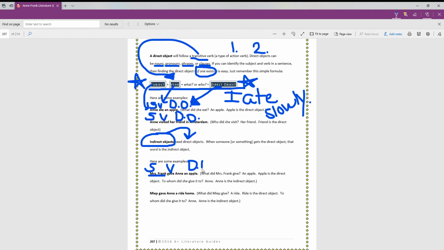So we know 2 things. 1, this is a transitive verb, so I'll put a T on top. And second, we know that there could be an indirect object. Who did Mrs. Frank give the apple to? Anne, right? So Anne is the indirect object. And I'm going to write that down here because there's not room on top. Indirect object. Okay. Mrs. Frank is the subject. Gave is the verb. What did she give? She gave the apple, which is a direct object. Well, who did she give it to? Anne, and Anne is the indirect object. So please label that.